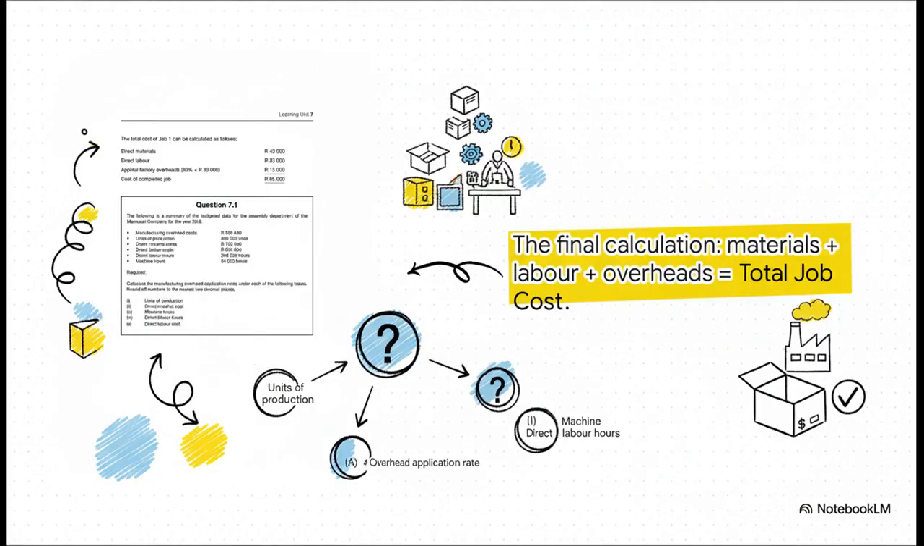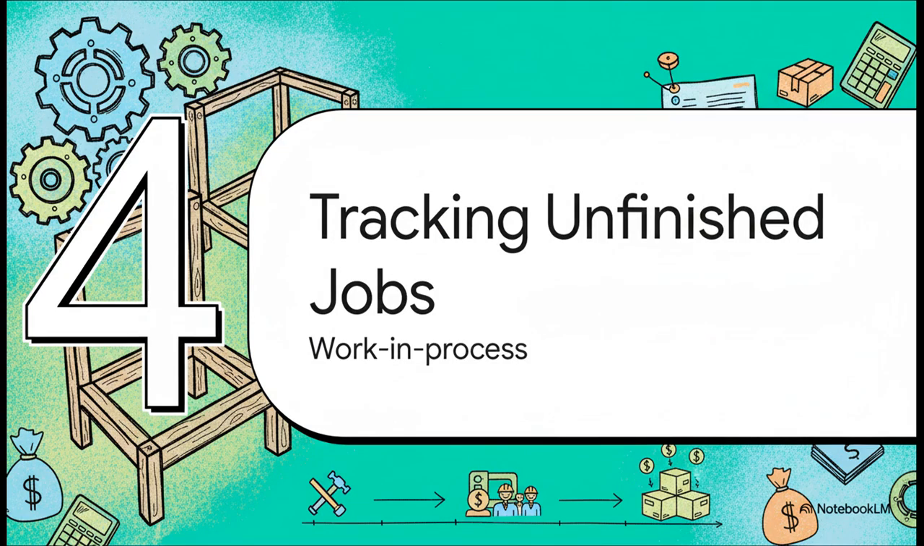We just add everything together. You take the R40,000 in materials, plus the R30,000 in labor, plus our calculated overhead of R15,000, and boom, you get a total job cost of R85,000. Simple as that. But life isn't always that neat and tidy.